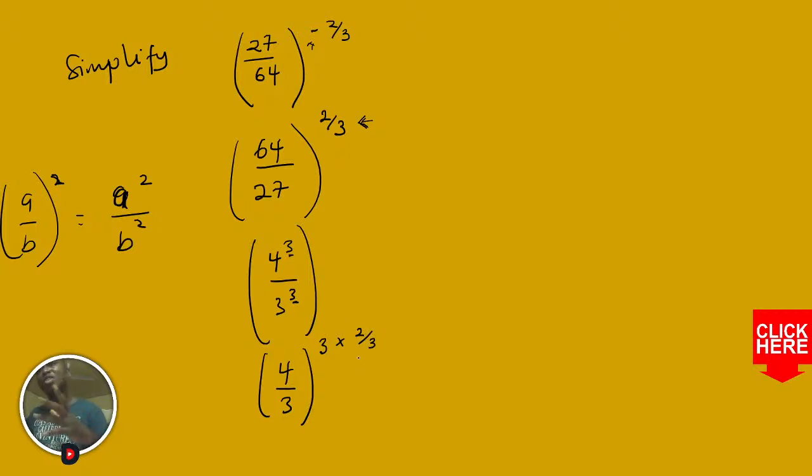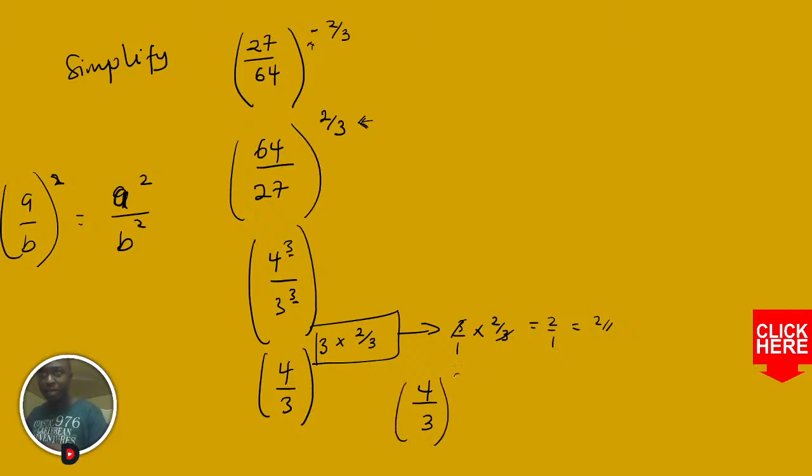Once we have that, we know that this is a simple fraction multiplying a whole number multiplying a fraction. It becomes 3 over 1 times 2 over 3. This will cancel, ending up giving us 2 over 1, which is the same as 2. So our answer is what? 4 over 3, all raised to the power 2.